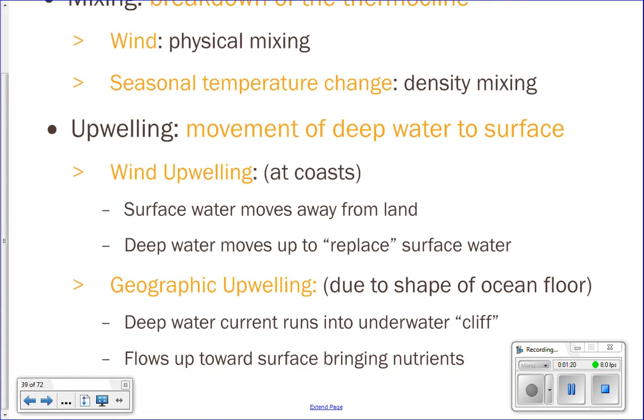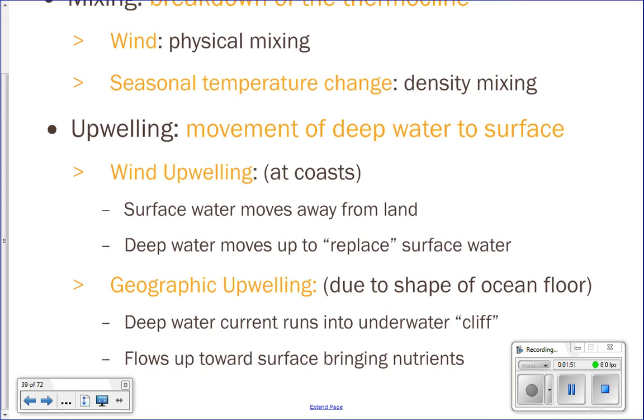You can have wind upwelling like we talked about at the coast. So when the wind blows out to sea, it pushes that top surface layer of water out and pulls water up from the deep, bringing nutrients up. Or you can have geographic upwelling. Okay, that's where you have these big currents at the bottom of the sea moving along. And sometimes those big currents hit seamounts. And when those hit seamounts, the seamount forces the current to come up towards the surface, bringing nutrients with it. And so it brings nutrients up to the surface.